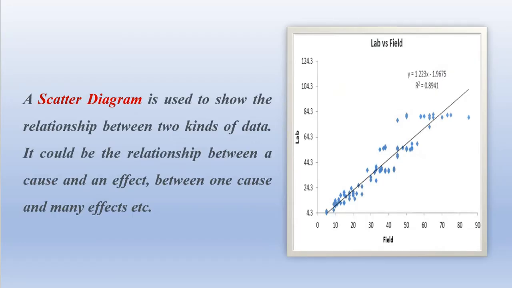Then it is scatter diagram. It is used to show the relationship between two kinds of data. It could be the relationship between a cause and effect, or between one cause and many effects, etc. The scatter diagram is a useful plot for identifying a potential relationship between two variables, and that's why data are collected in pairs on the two variables. And the shape of the scatter diagram often indicates what type of relationship may exist between two variables.